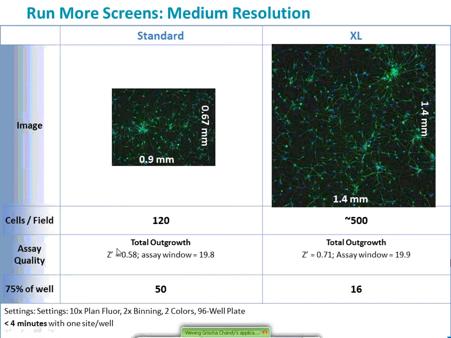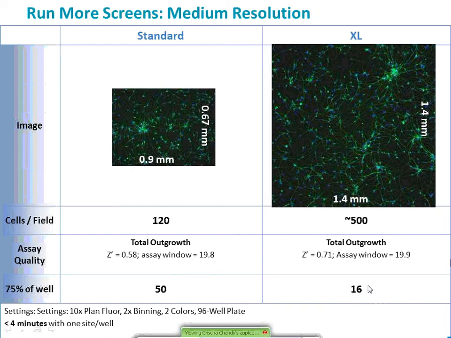We've validated assays with a standard system, and you see the Z prime and the assay window there. You have to collect a large number of images to get most of that well. On the right is the ImageXpress XL image, where you have a much larger field of view. You're collecting much more than 3 times the number of cells. Your assay window is improved because of the larger number of objects you're counting.